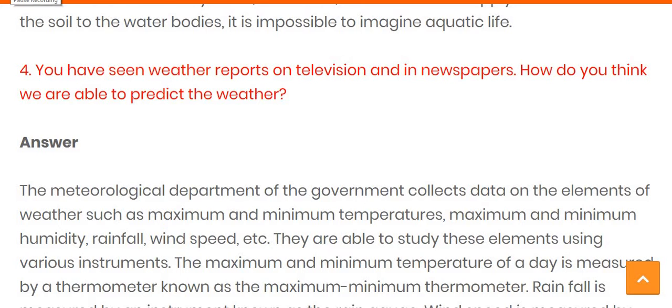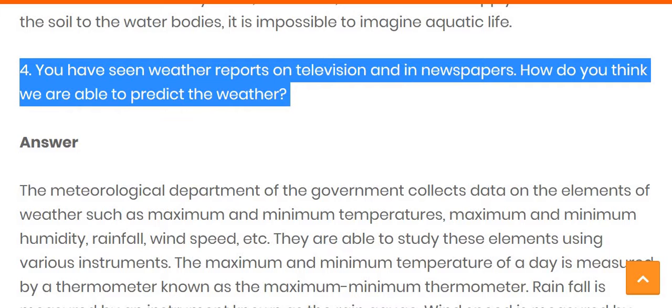Hello student, now let's start from question number 4. You have seen weather reports on television and newspapers. How do you think we are able to predict the weather?